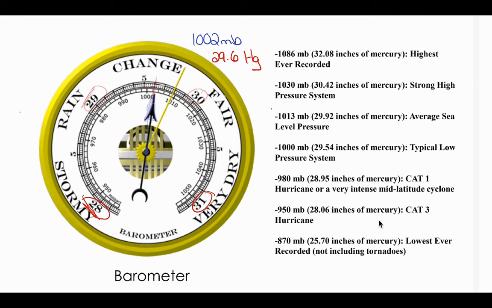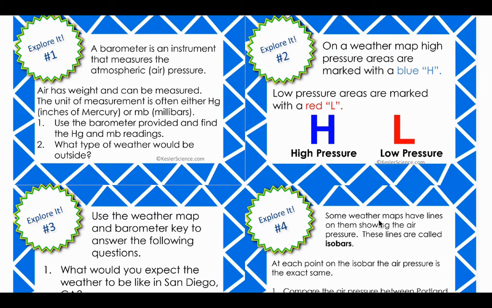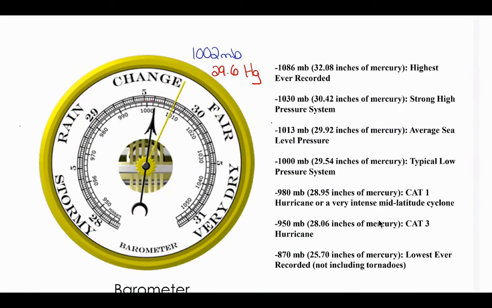Now, if I look at the next question, I'm going to scroll up here. I'm going to get rid of some of this. My next question is asking what type of weather would be outside. So to answer that question, I'm actually going to look at the yellow arrow, because this is kind of telling me what my weather is going to be like, because that's what these are referring to. So I have fair, very dry, stormy, rain.